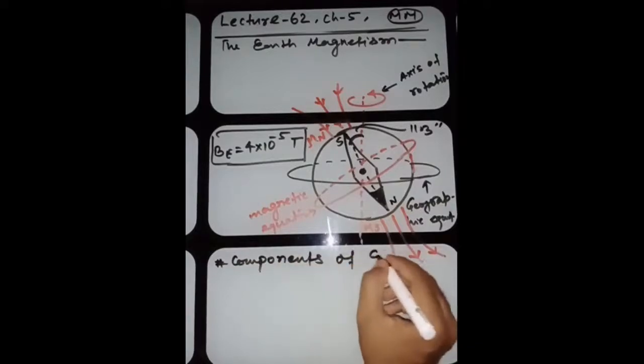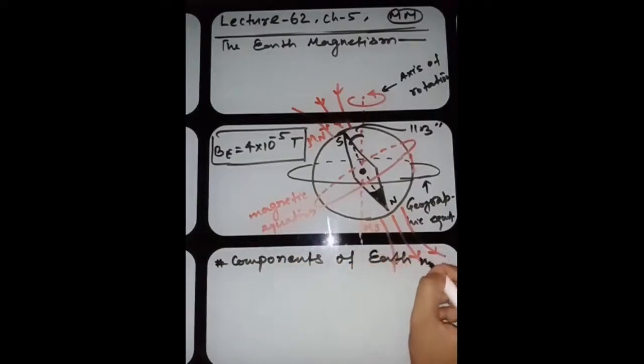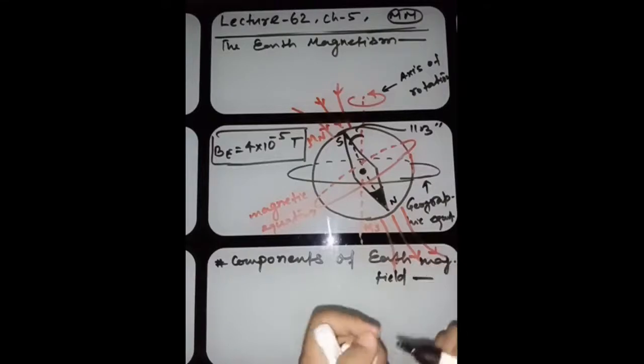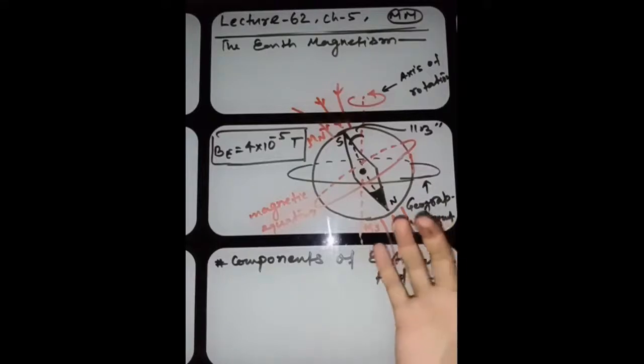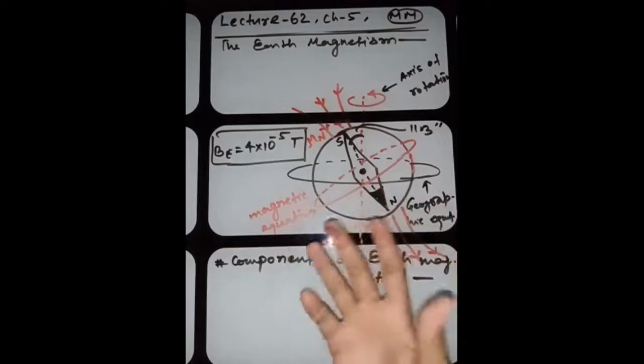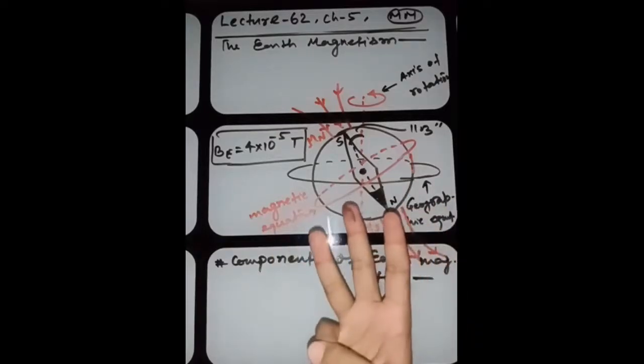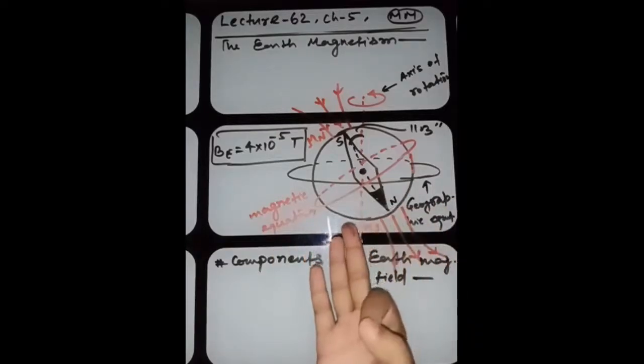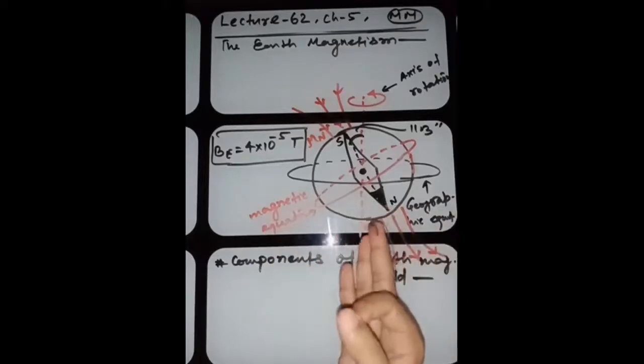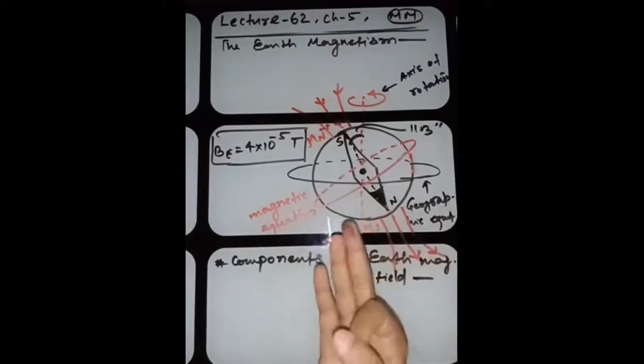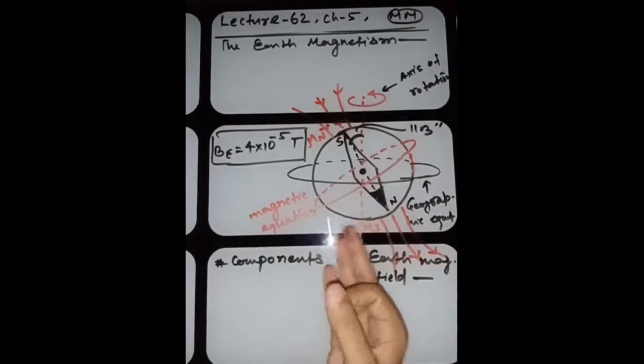Of Earth's magnetic field. Yes, components of Earth's magnetic field. Basically, to specify the magnetism or the magnetic field of the Earth, we use three basic components. One is the declination, which we will deal with in great detail. Declination is represented by D.